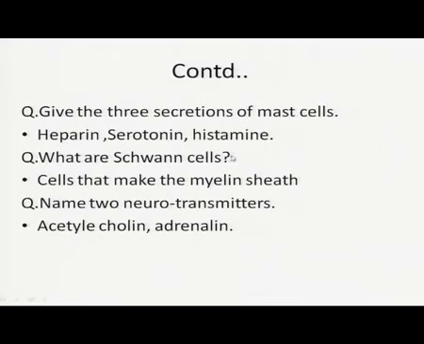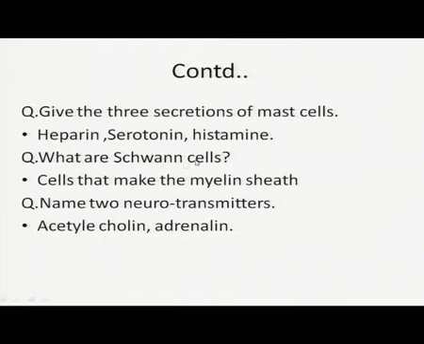Give 3 secretions of mast cells. You know, mast cells you have seen in the areolar connective tissue, and this mast cell, the oval or spherical cell, secretes heparin, the natural anticoagulant present in the blood. Then other molecules, that is serotonin and histamine.